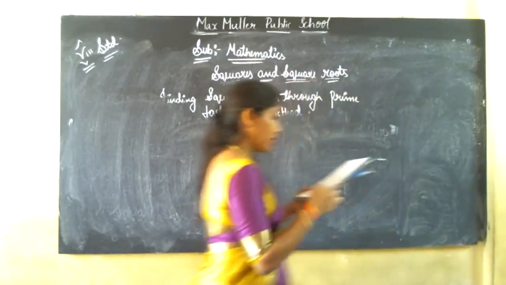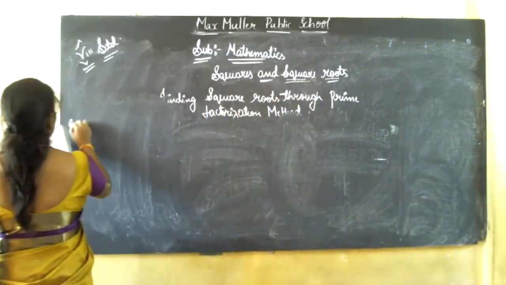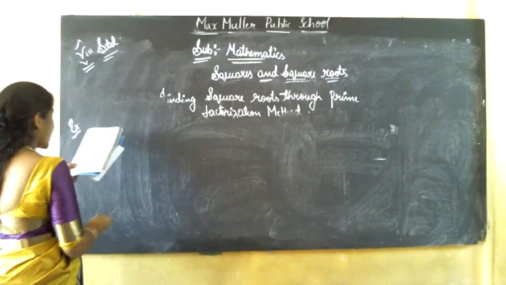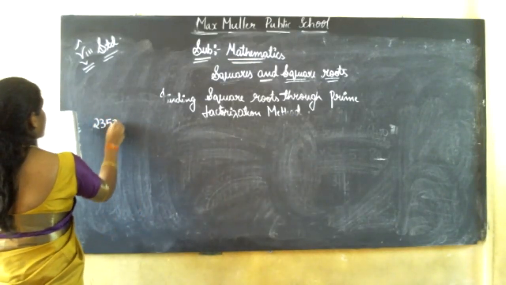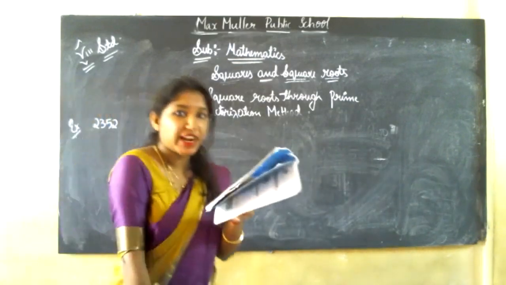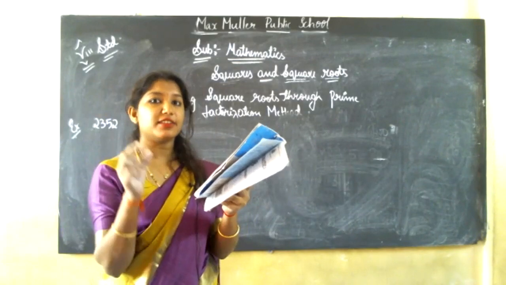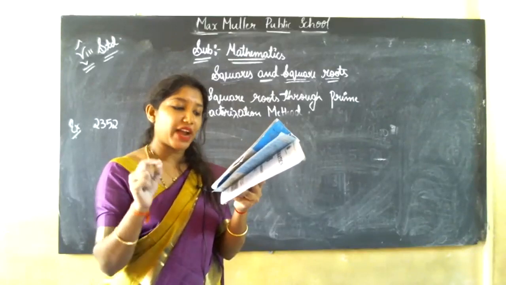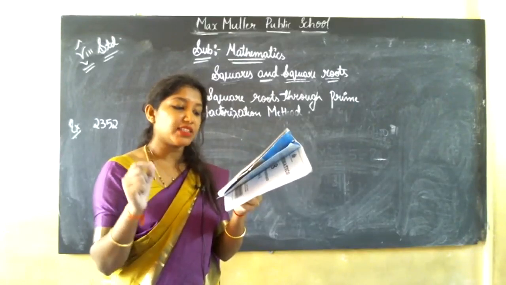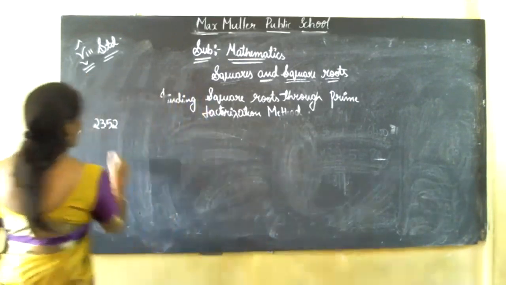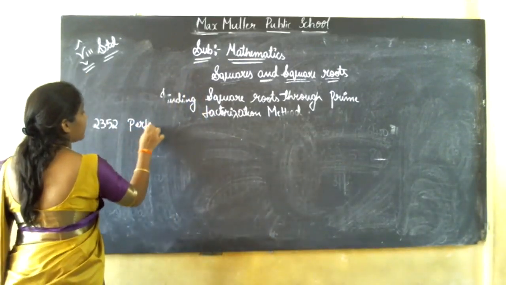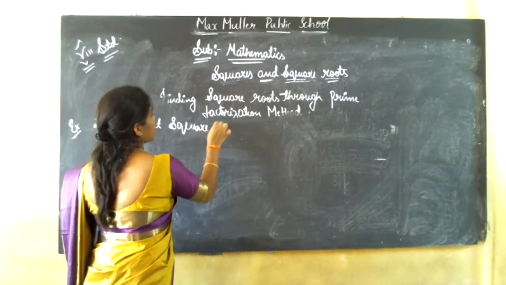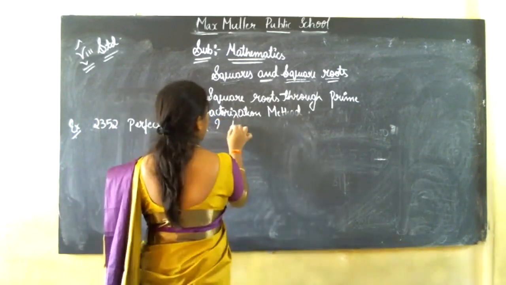Okay, next example problem is: is 2352 a perfect square? You have to find out, and the next sentence is very important: if not, find the smallest multiple of 2352 which is a perfect square. Find the square root of the new number. That is, you have to find out first whether this is a perfect square number or not. If not, then find.